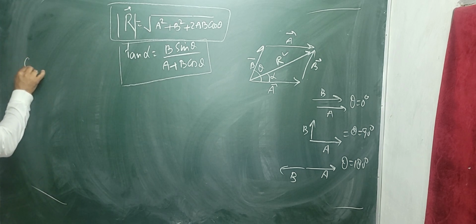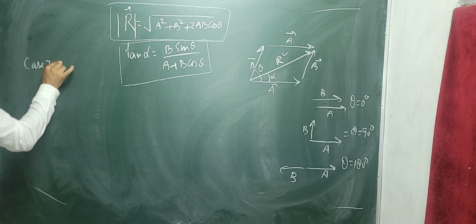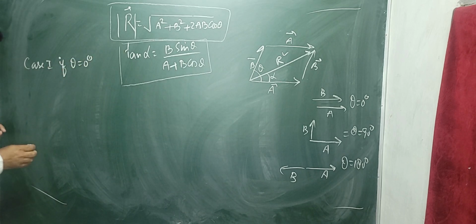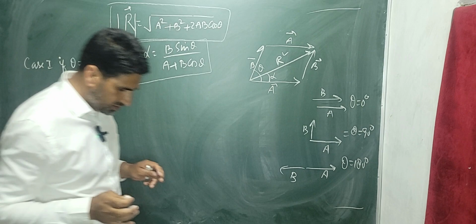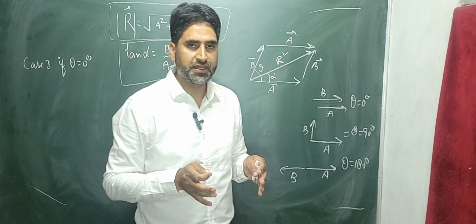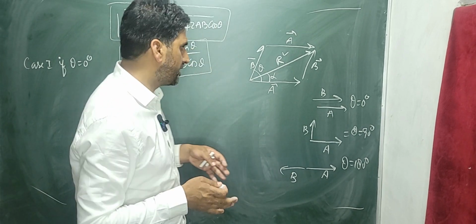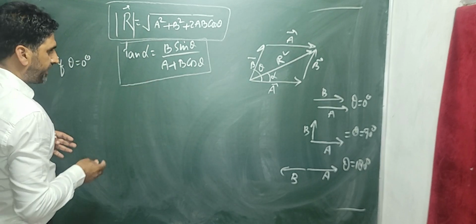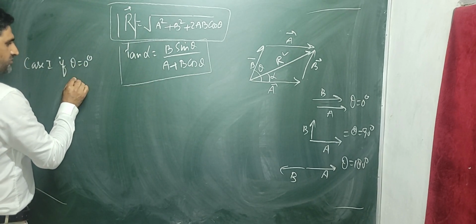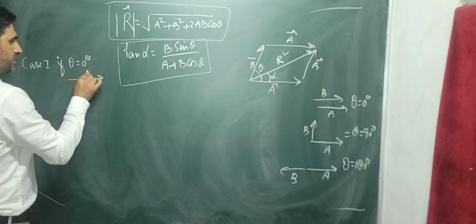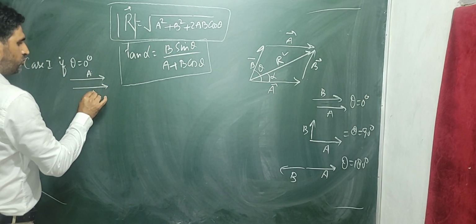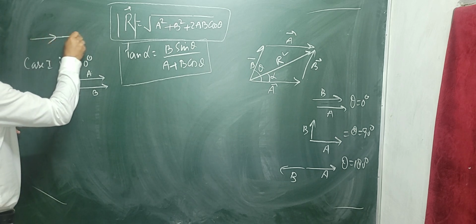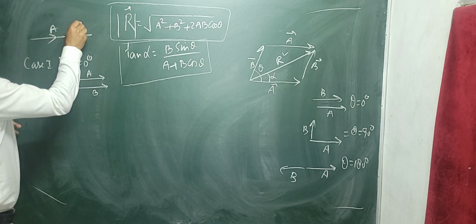First case: first is if theta is equal to 0 degree. Whenever the angle between the two vectors is 0 degree, take it for granted that the two vectors are moving parallel, or they are moving in the same straight direction. Suppose when theta is 0, then A is moving along this direction and B is also moving along the same direction. There is no angle. Or you can say A is moving like this, B is moving like this.